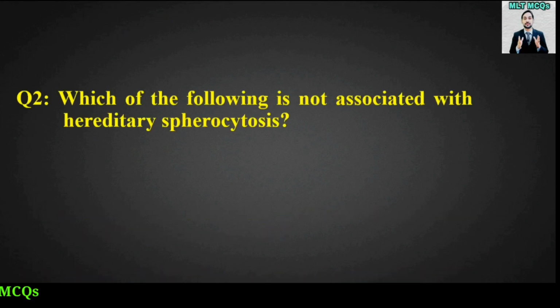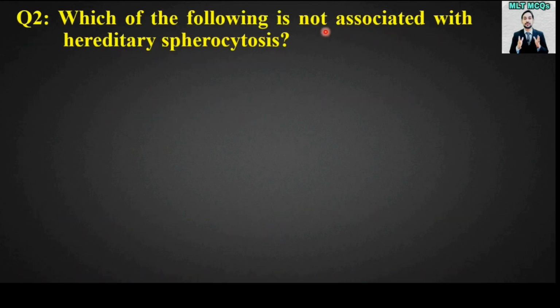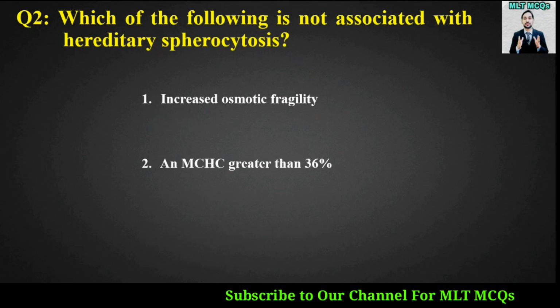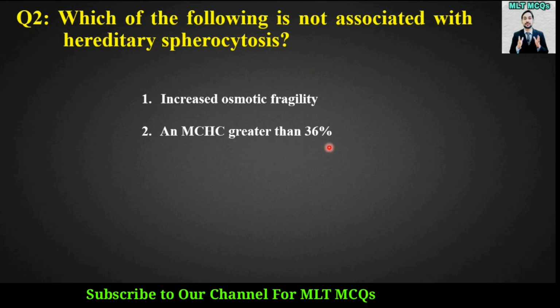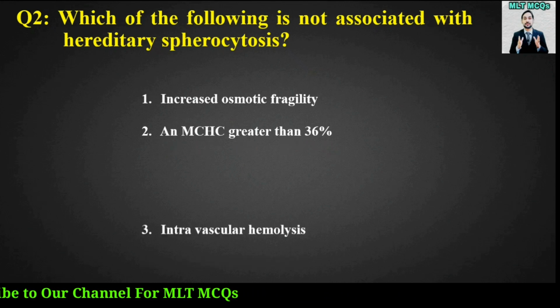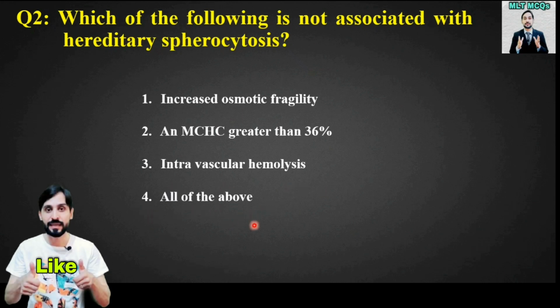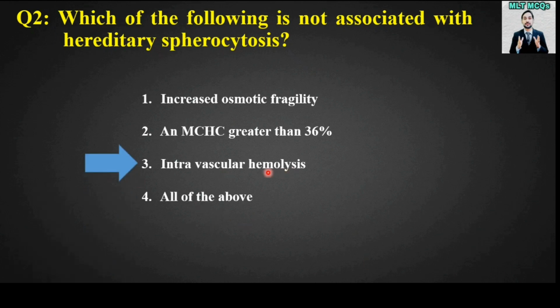The second MCQ is, which of the following is not associated with hereditary spherocytosis? Options for this MCQ are increased osmotic fragility, an MCHC greater than 36%, intravascular hemolysis, all of the above. And the right answer for this MCQ is option number 3, intravascular hemolysis.